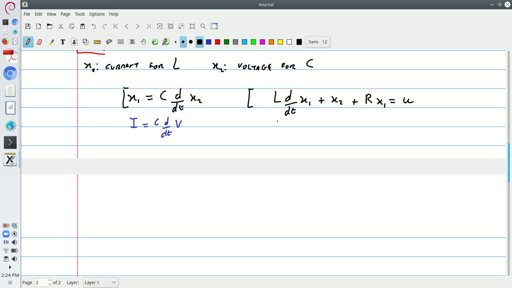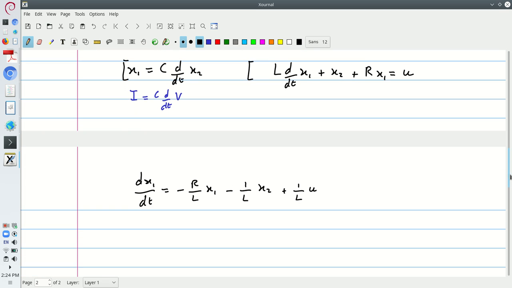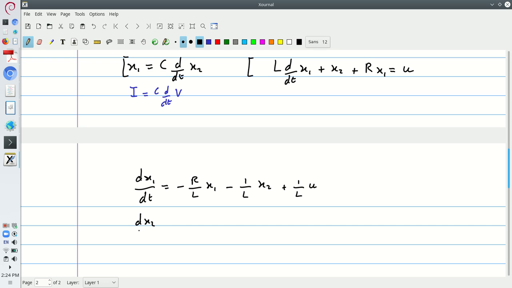If we take the derivative with respect to x1, the derivative of x1 with respect to time is going to be equal to minus r divided by L x1, minus 1 divided by L x2, plus 1 divided by L u, and this is the first state equation. The second state equation is where the derivative of x2 with respect to time needs to be equal to 1 divided by c x1.